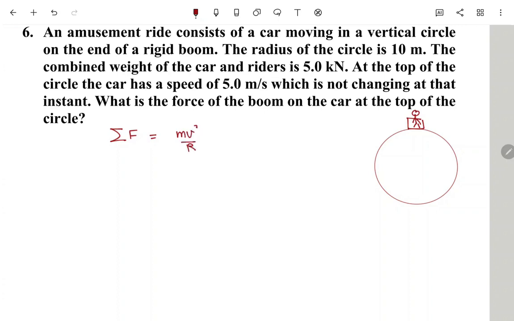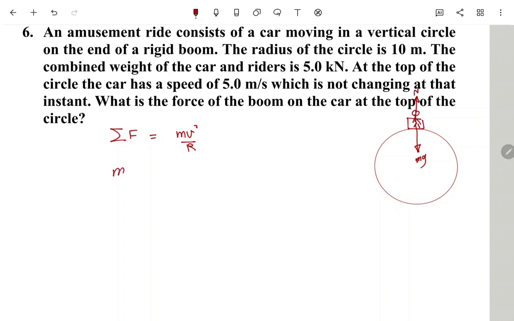Now let's have a free body diagram for this one here. We have the weight, it's directed downward, and since the head of the passengers and the car is at the top, the normal will be like this one here.